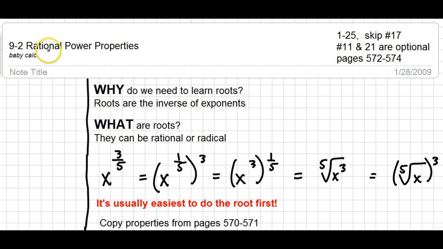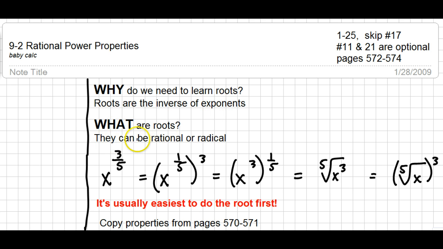The focus of the lesson, just like the previous one, was on roots. So why do we need to learn them? Because root powers or root situations are the inverse operations of exponent problems. Exponent problems come up frequently in a variety of situations, and so roots will undo those.